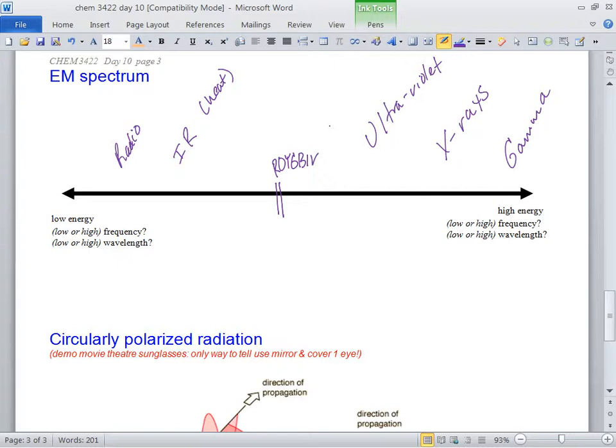Let's do microwaves now. And remember, microwaves, you can burn your finger in there. Coffee, all this stuff, right? Cell phones operate on microwaves. Where would you put it? Low energy. Okay, more specifically. After radio?